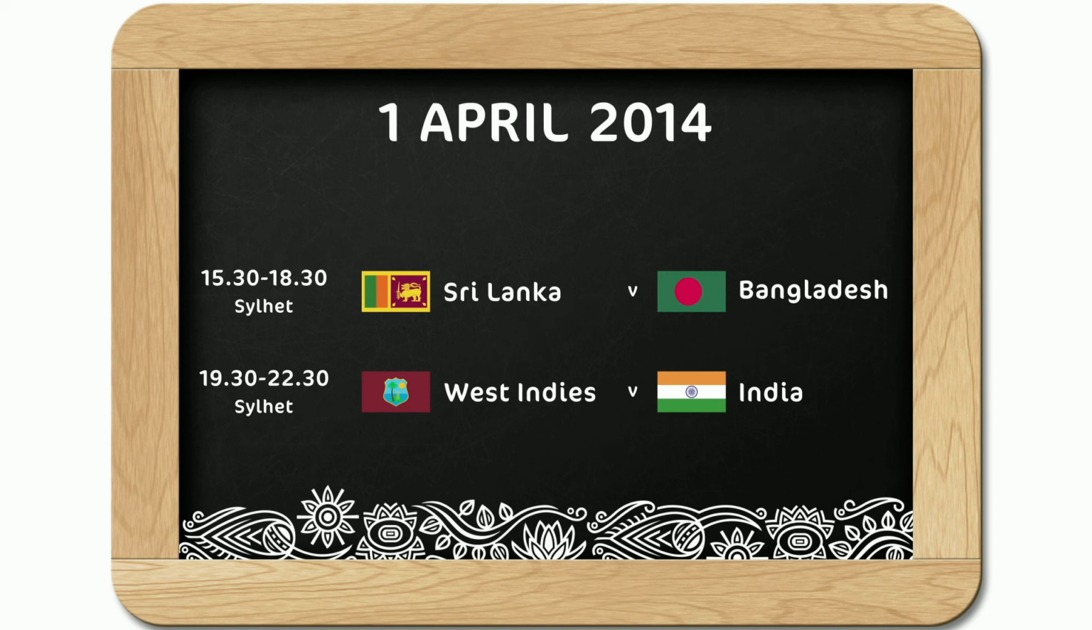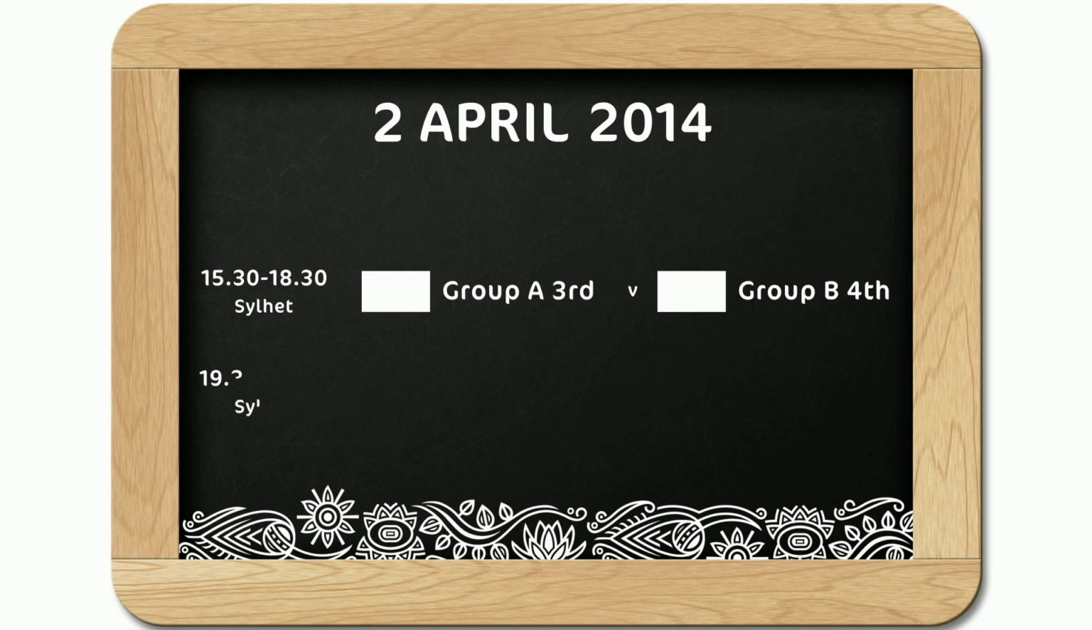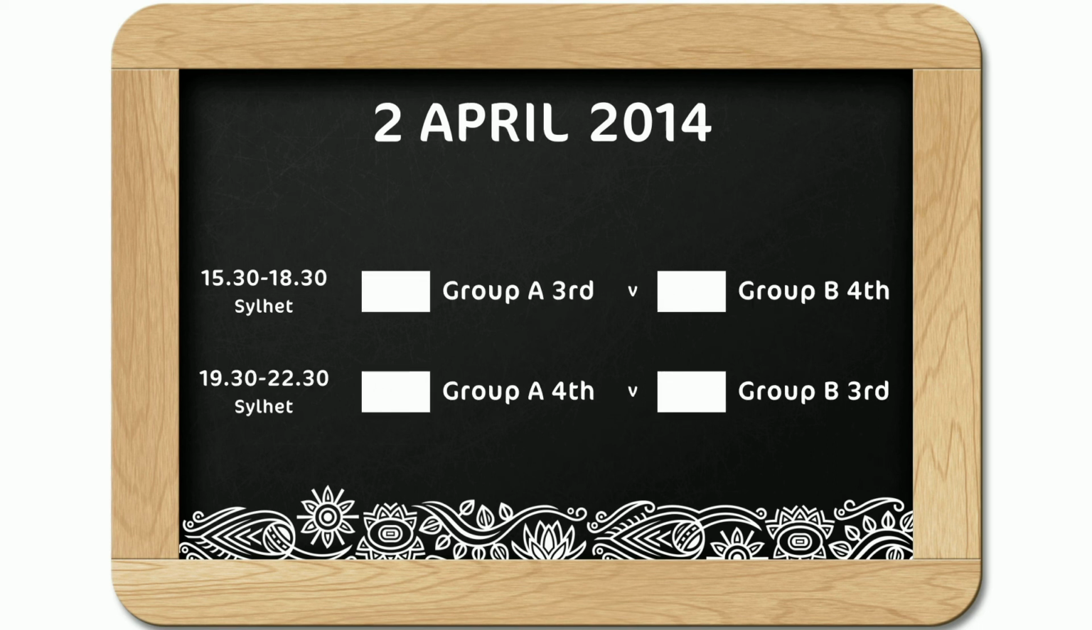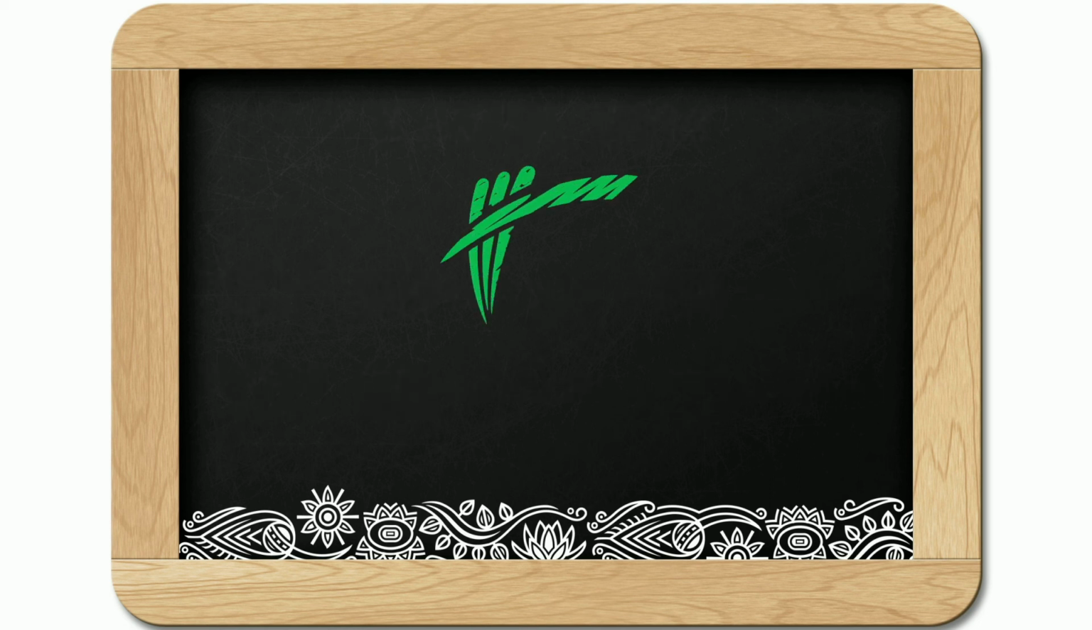The top two sides of each group will then progress to the semi-finals of the event. On the 2nd, the 3rd and 4th position teams from each group will play against each other in the ranking playoffs to qualify to play in the ICC World 2020 2016's women's event in India. This concludes the group stage of the women's event.